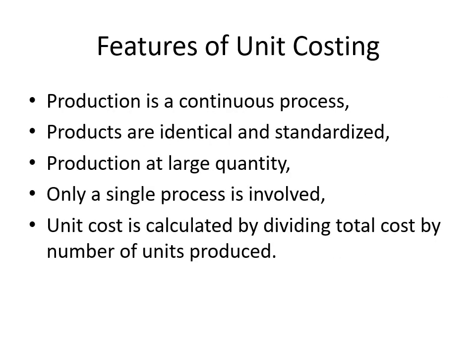Features of unit costing. Production is continuous in unit costing. Products are identical and standardized. Production is at large quantity. Only a single process is involved, and unit cost is calculated by dividing total cost by number of units produced. All these points we have explained in the meaning of unit costing, right?